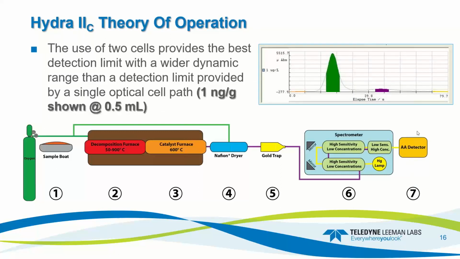So here's an example. The green peak shows the integration for the high sensitivity cell, and the purple shows the peak for the low sensitivity cell. The use of 2 cells provides a better detection limit and a wider dynamic range than if you just had a single set optical path.